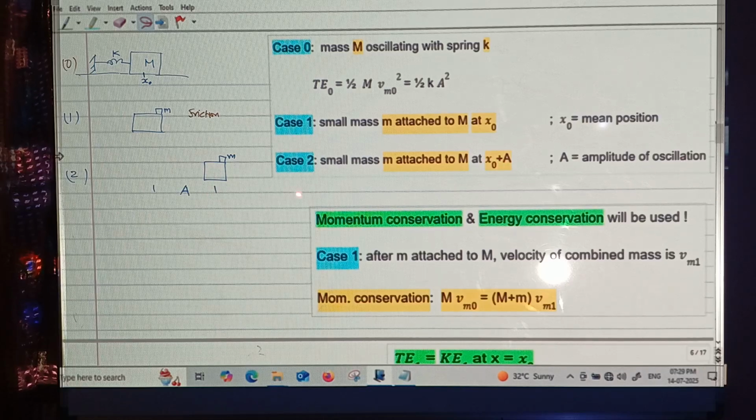So to solve this question, we are using momentum conservation and energy conservation. Case 1: after small m is attached to capital M, the velocity of the combined mass, let it be v m1, because it's attached at the mean position, where the velocity is maximum. So initial momentum is only M into v m naught. Final momentum is the combined mass, M plus m, with the common velocity v m1.